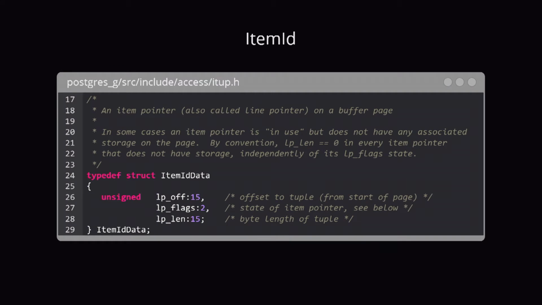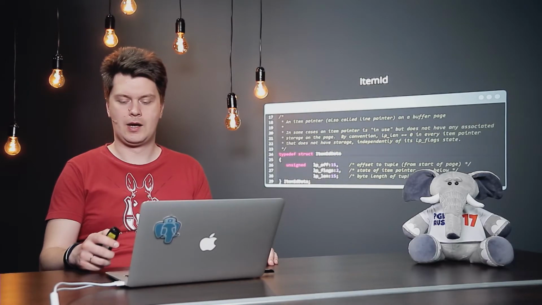Item ID contains 3 fields, one for flags, it's just 2 bits, one field for offset, where your tuple is within the page, and one for length, how big is your tuple. And here you can see fundamental limitations that offset is no longer than 15 bits. Tuple length is also no longer than 15 bits.